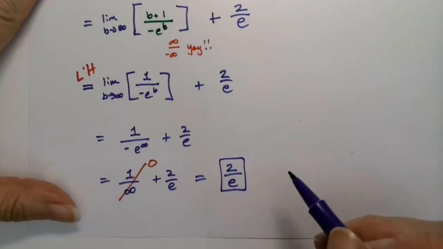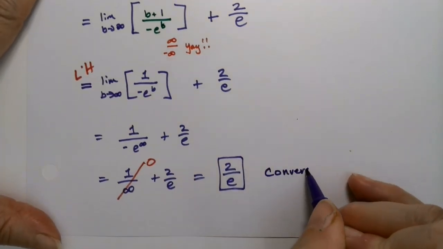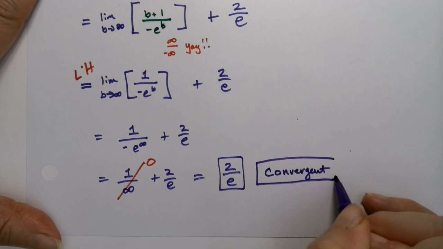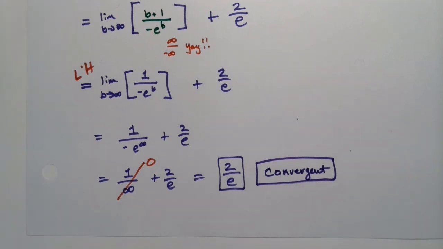Oh, the one other thing we want to mention is this is convergent. We asked in the instructions to label it as convergent or divergent, and it is definitely convergent because it's converging to a finite value of 2 over e, which was about 0.7 and some change.